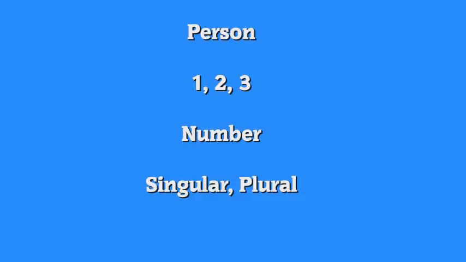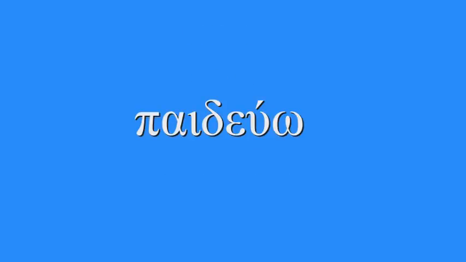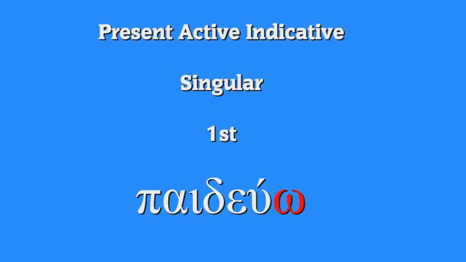To present the different conjugations, we're going to use the verb pedefo, which I'm probably not pronouncing correctly. But anyway, it means to teach, and it is written in the video. The stem of this verb is composed of the first 6 letters, so P, alpha, iota, delta, epsilon, ypsilon. And to conjugate the verb, different suffixes will be added to the stem. We're going to start with present active indicative. In singular, the first person would be pedefo, which means I teach and I am teaching.